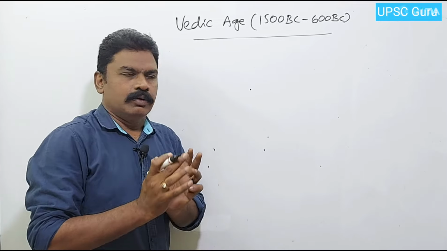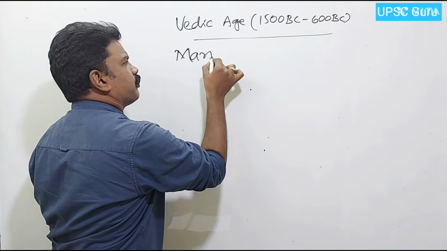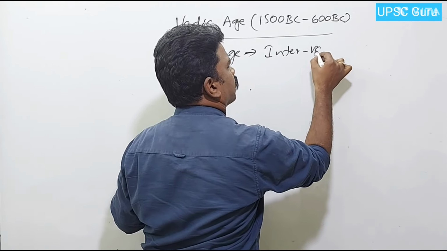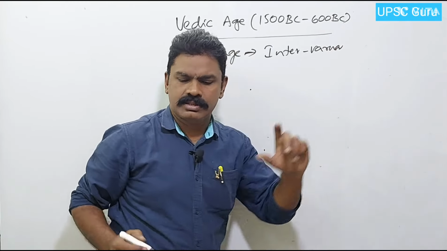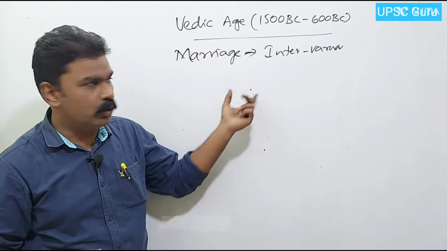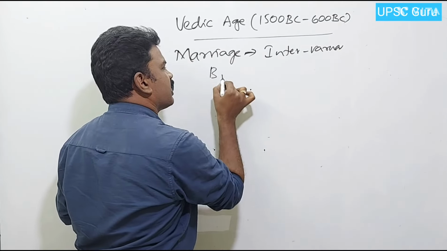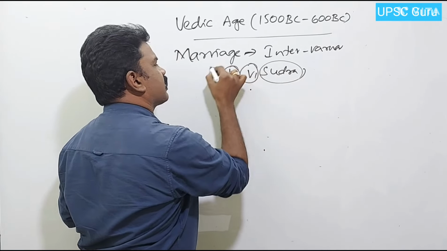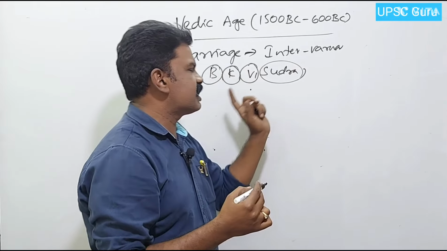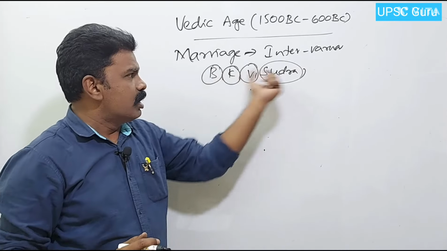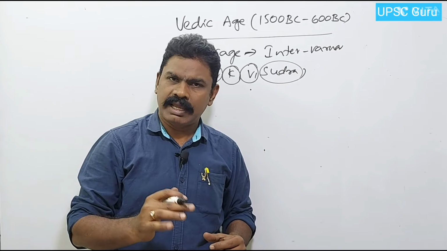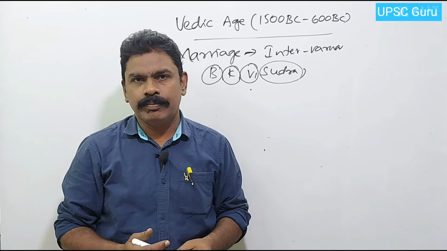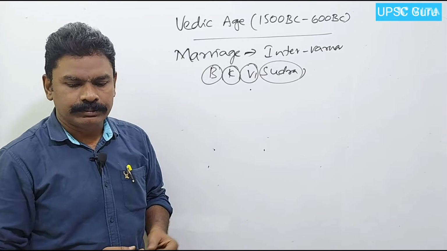Coming to the point of marriage, intervarna marriages were also accepted. Marriages from one varna to another varna were allowed. There are four varnas: Brahmana, Kshatriya, Vaisya, Sudra. Among these four varnas, some intervarna marriages occurred, like Brahmana and Kshatriya, or Vaisya and Kshatriya, or Sudra and Kshatriya. They existed, but were not too frequent. They were very rare in that period.